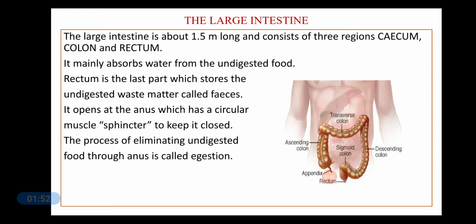Here in this diagram you can understand that the first part of the large intestine is the cecum, where you can see that the appendix is arising. This cecum now continues into the colon, which is the largest part of the large intestine. And ultimately this colon opens out into the rectum, which is only a short passageway which only stores the undigested food materials, generally known as the feces. The process of eliminating the undigested food through the anus is called egestion.